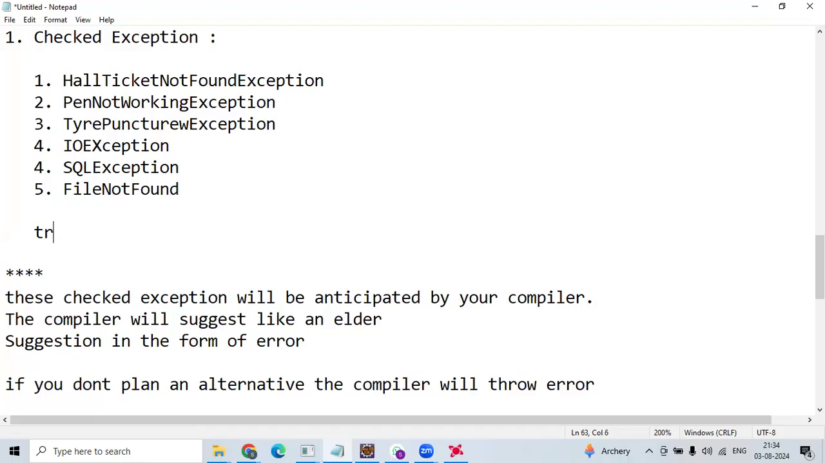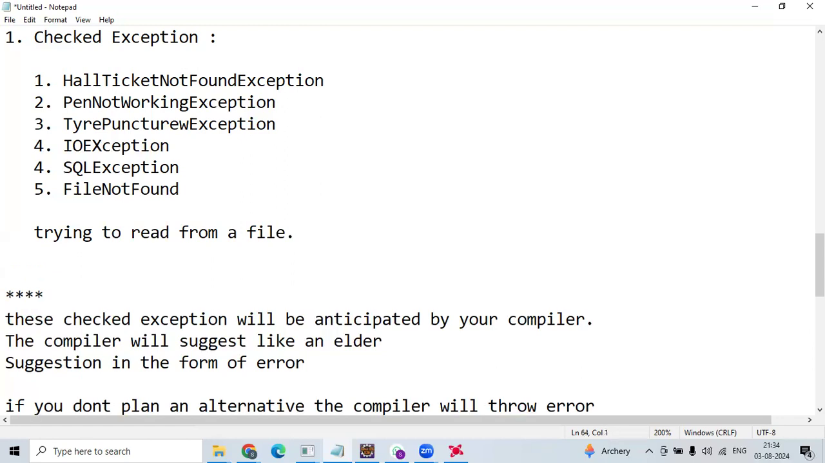Suppose you are trying to read from a file. At runtime, your file may be disturbed or deleted, then an exception will come. A FileNotFoundException will come, right? The compiler is smart enough to suggest that if your file may be deleted at runtime, you should have an alternative mechanism. The compiler will not allow it if you are not handling it with try catch or the throws keyword. It will give you a compilation error for checked exception.